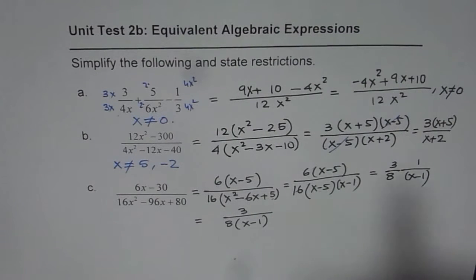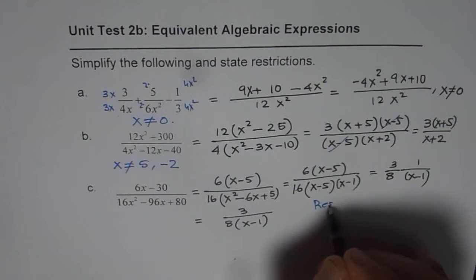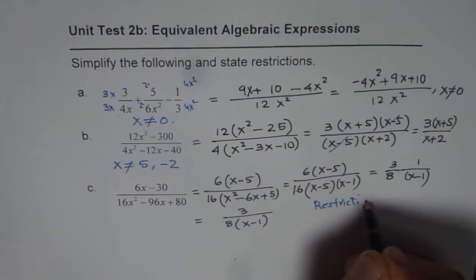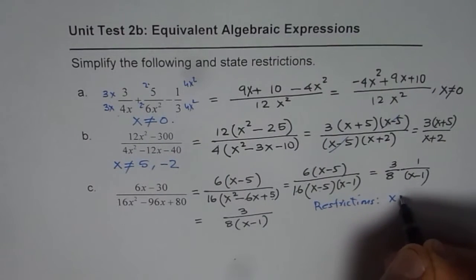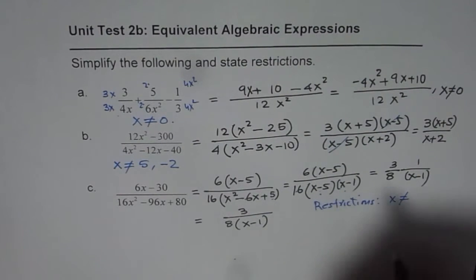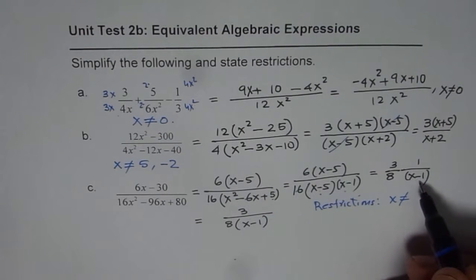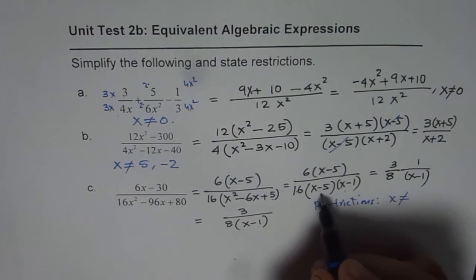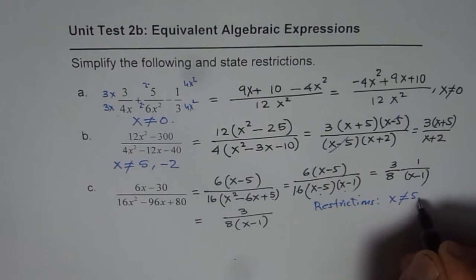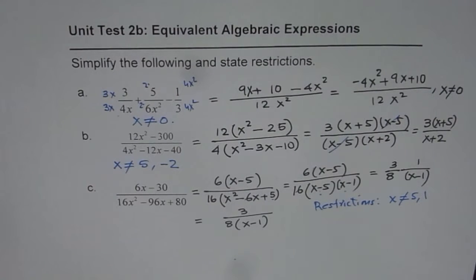Now here the restrictions are, what are the restrictions? x is not equal to both these terms. Do not write restrictions at the end, otherwise you lose marks. From this factored form, x cannot be equal to 5 and 1. These are the two restrictions for the given expression.